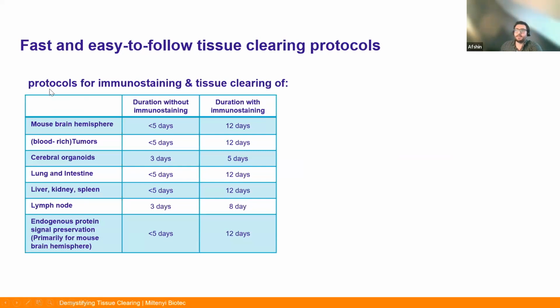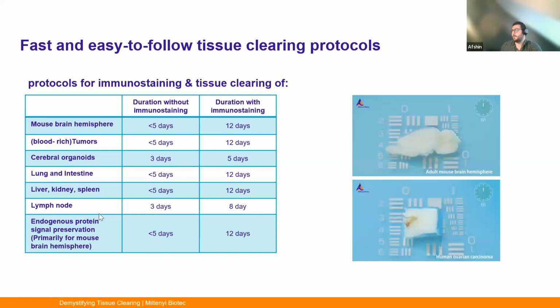We are having also the different protocols for different purposes and applications: mouse brain hemisphere, blood-rich tumors, cerebral organoid, lung and intestine, liver, kidney, spleen, all mouse, also lymph node, and also we have a dedicated protocol for endogenous protein signal preservation, like GFP, for example, preservation in mouse brain hemisphere. Yeah, and this is how it works with the last step, the RI matching, the clearing. Actually, you can see in the course of 6 hours, mouse brain hemisphere on top and human ovarian carcinoma in the bottom become clear, and you can see through it.